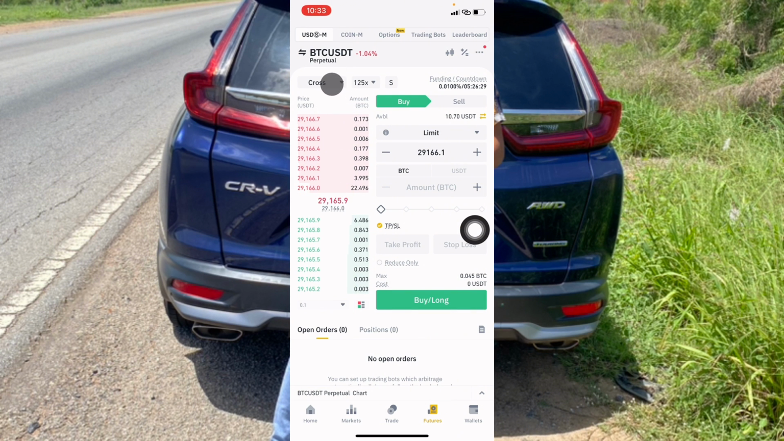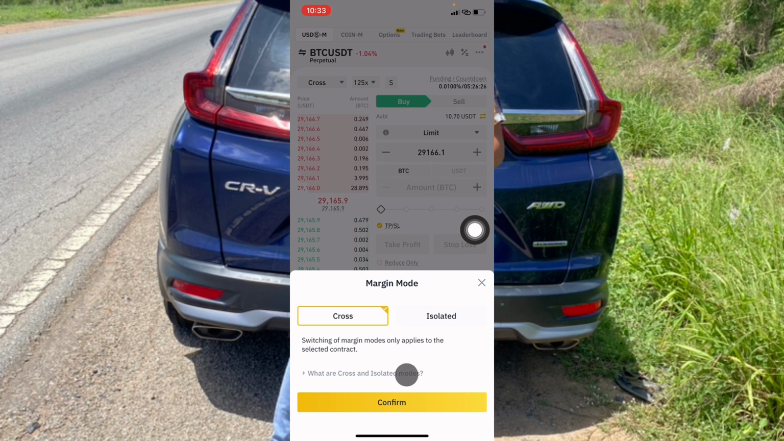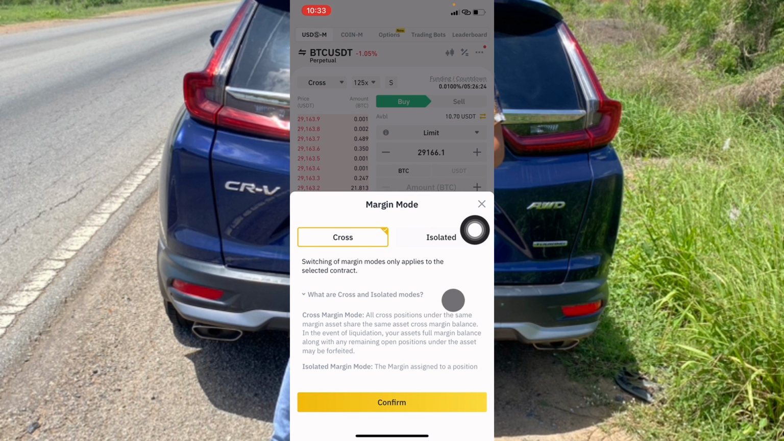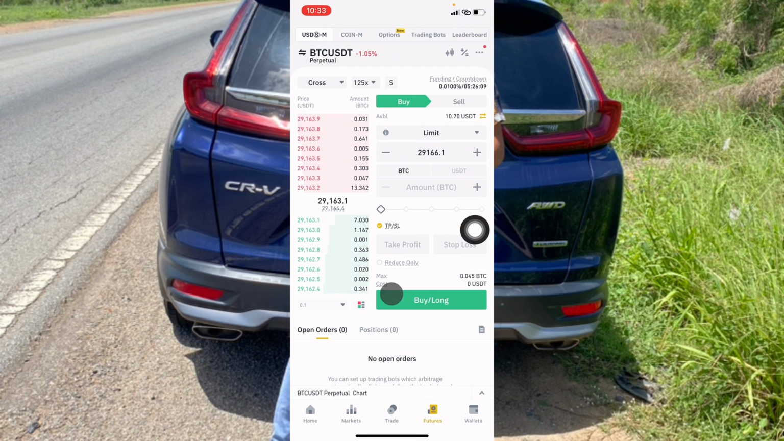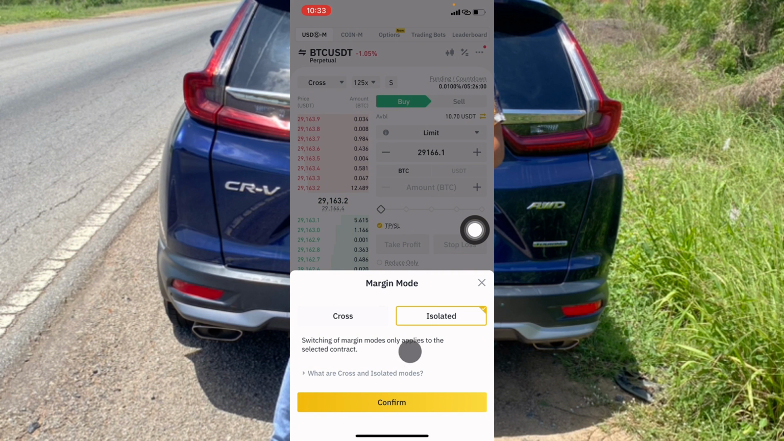Then we have cross. So we have isolated margin and cross margin. With cross margin, all the positions under the same margin asset share the same cross margin balance. That means if you have $100 in your Binance futures wallet and you are using cross margin and you open 5 trades, all the 5 trades will use the $100 as collateral. But if you select isolated margin, you need to select a specific amount for each trade.